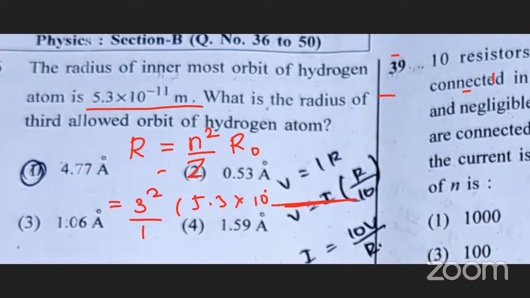R naught value is given, it's 5.3 into 10 power minus 11. So multiplying this value, 9 into 5.3 into 10 power minus 11, you will get the answer. So it's 4.77 angstrom. The option for this is 4.77 angstrom.